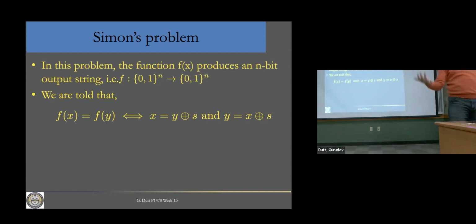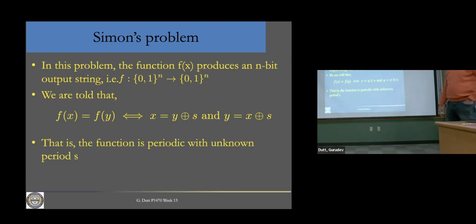All right, so this is a period finding problem, as you can see. What is s in this description of f? It's another secret key, exactly. That is, the function is periodic with an unknown period s. That's our problem here.